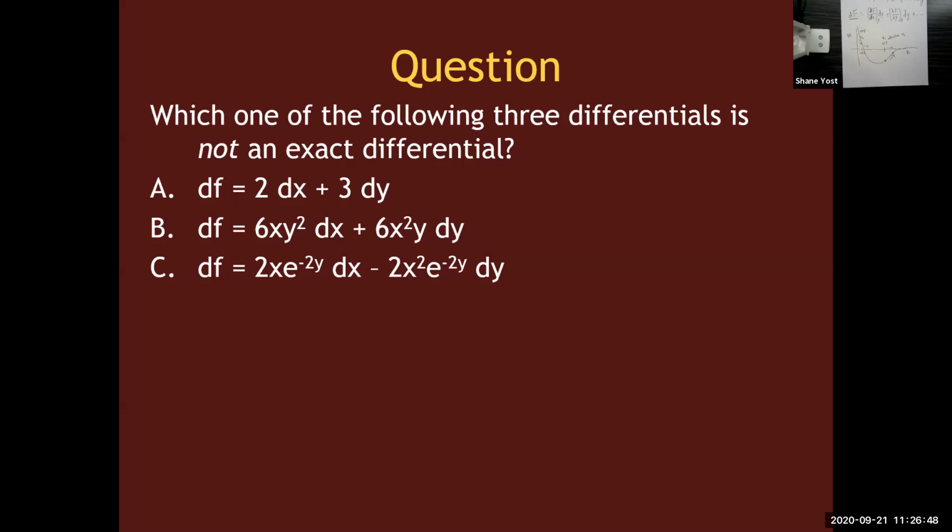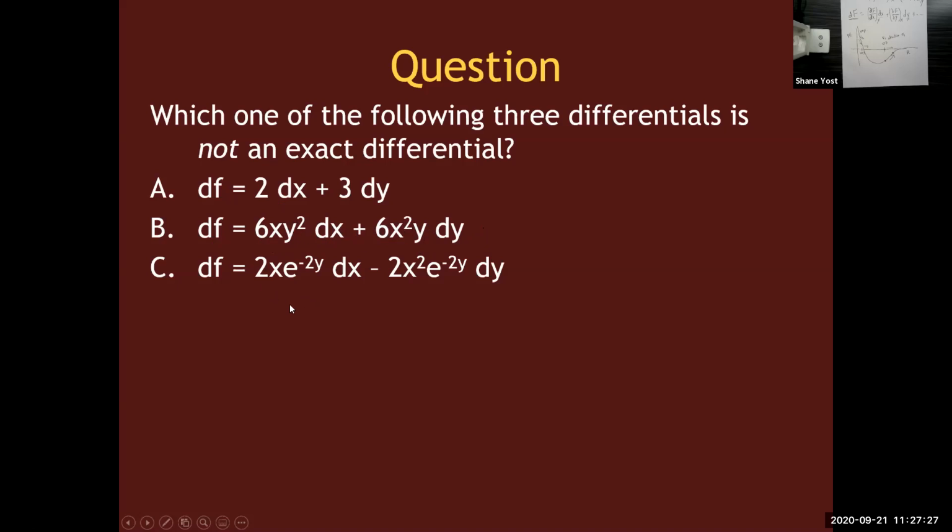So if we want to know if these things were exact differentials, for example, is the derivative of 2 with respect to y equal to the derivative of 3 with respect to x? And they are, because both those equal 0. So A here is an exact differential, okay? Then I want to know, is the derivative of 6xy squared with respect to y equal to the derivative of 6x squared y with respect to x? And it is. Those both equal 12xy if you do the math.